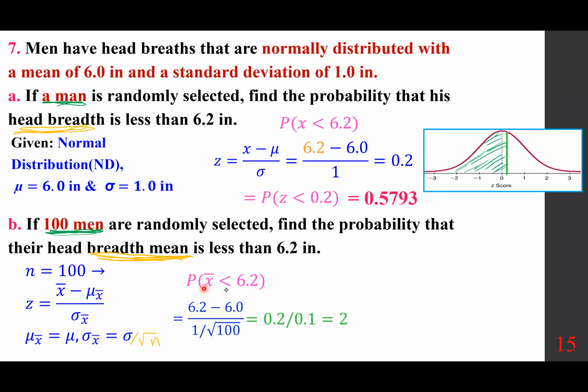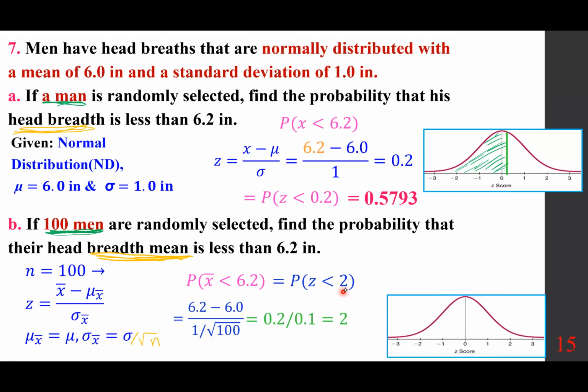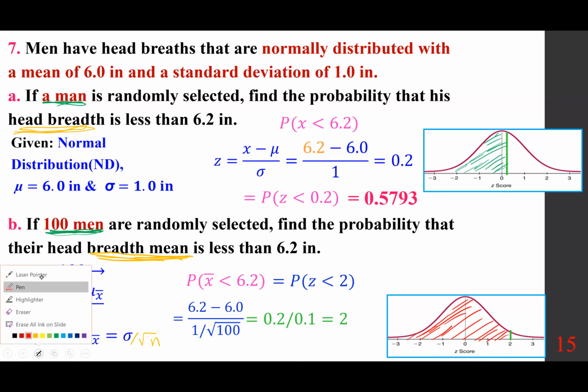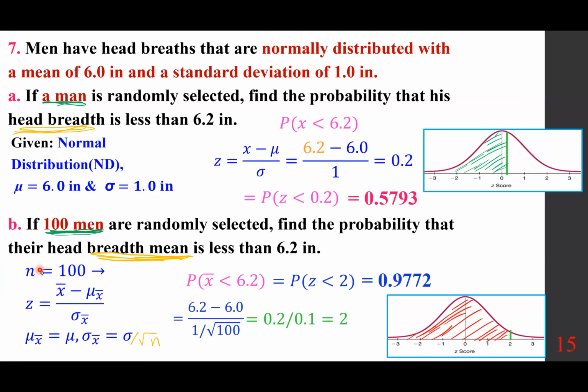So this is normal distribution. This is standard normal distribution. As far as the graph, we want this area, which is clearly large. And that's 0.9772.